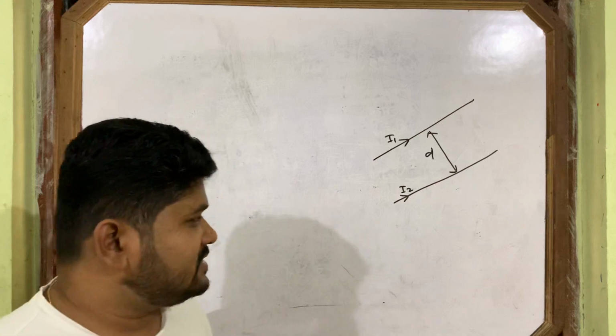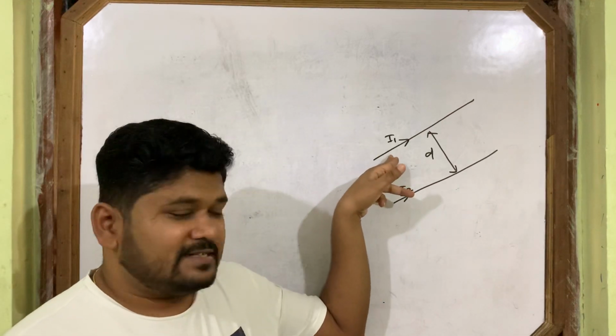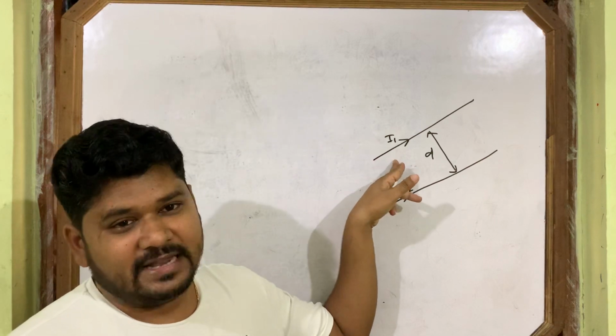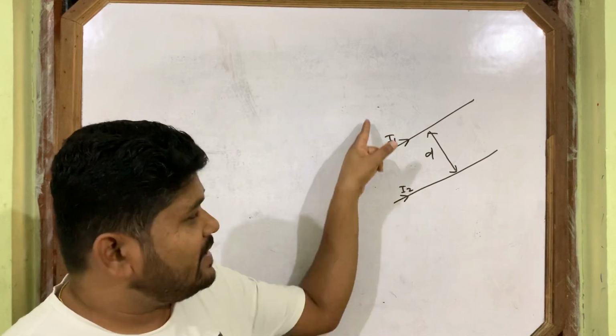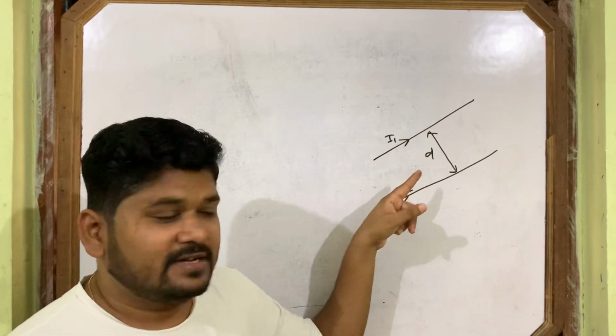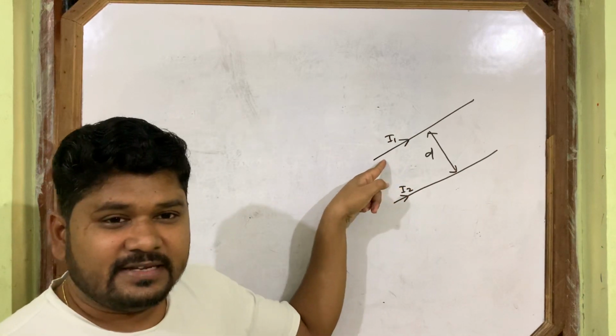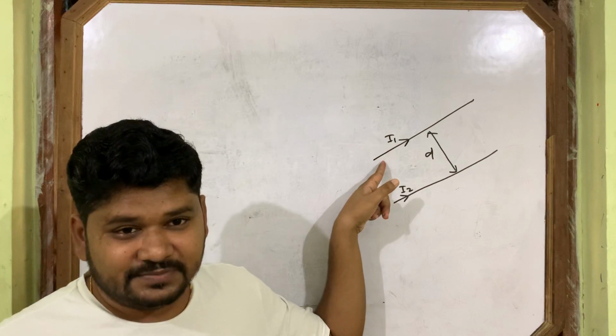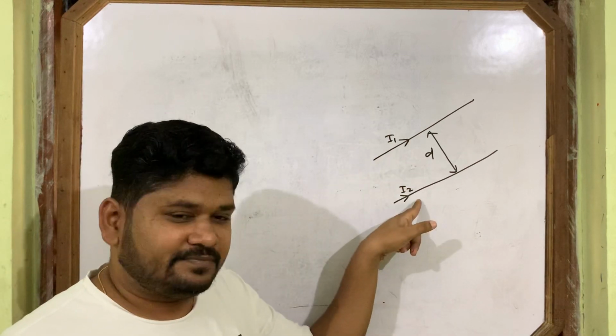Okay, I'm telling you the answer. This current carrying conductor behaves like a magnet. It provides its magnetic field around it. Within its magnetic field, this conductor is present, so force will act.